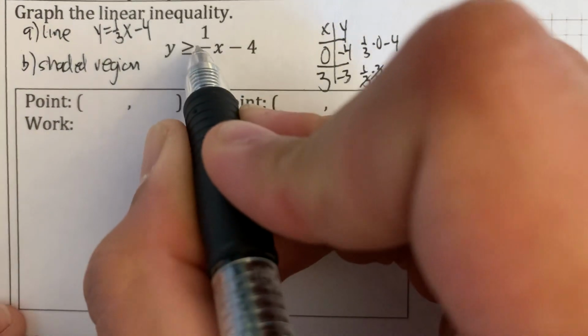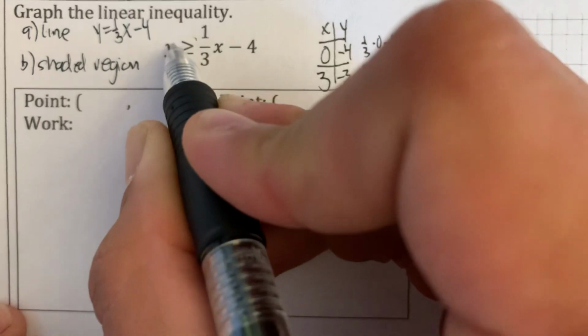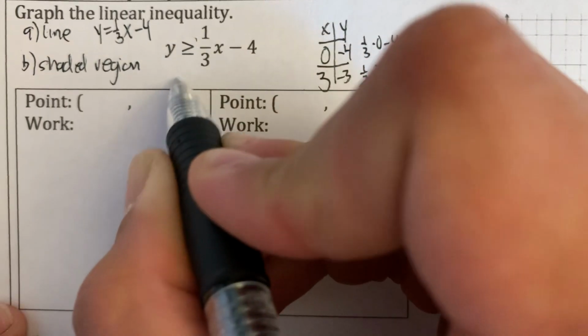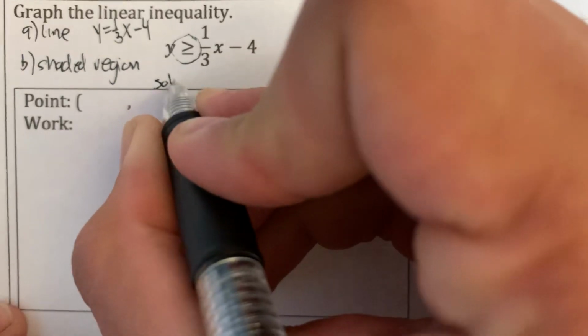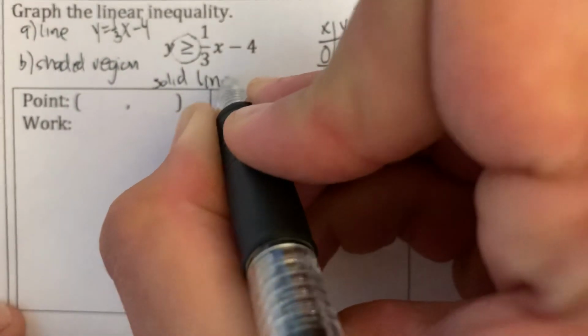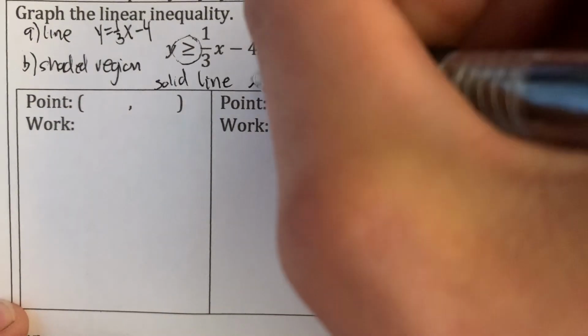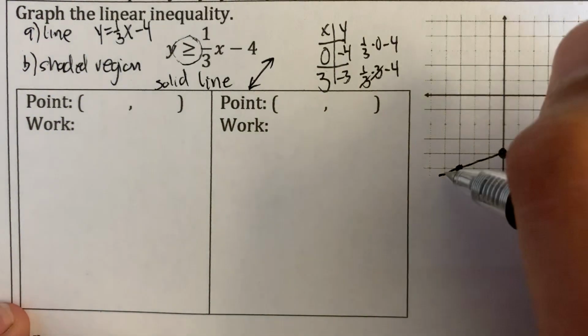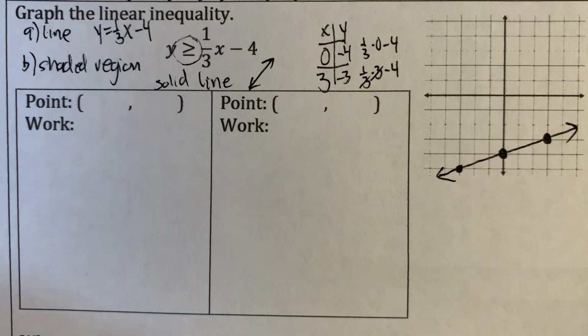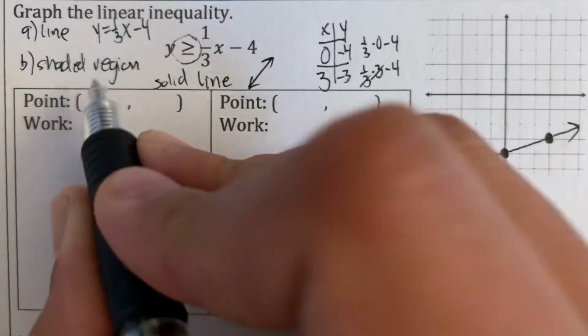And since this one does have a line under it, just like our single variable inequalities, this would mean it was a closed, filled-in circle. This right here means we have a solid line. So this is going to make the line solid because we do include that line. So we have a solid line here. So step 1, graphing the line, done. Now, step 2 is to find the shaded region.